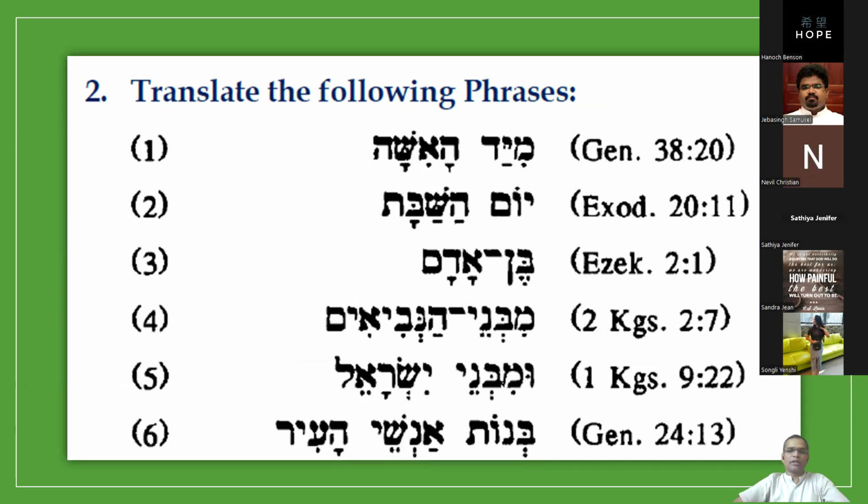Do you remember the preposition min? The preposition min is prefixed to a noun here. What is that, yad? Any idea? Yad is hand. So the preposition min and yad plus i, hand. So how will you translate? What is the meaning of min?